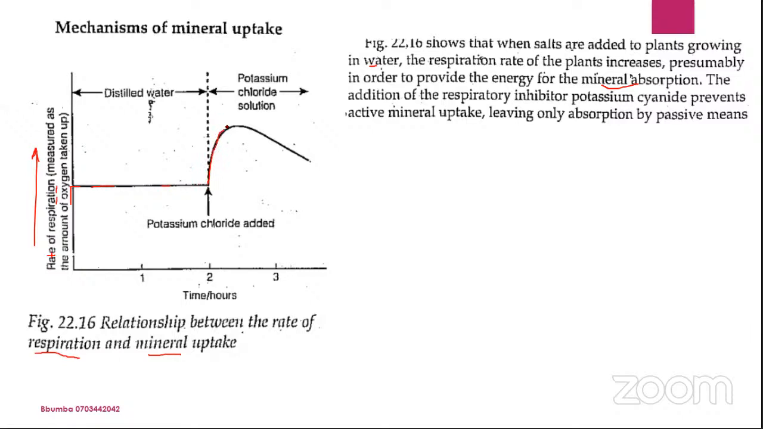It increases rapidly because you have to break down these sugars to release energy, which is going to be used in mineral salt absorption. Sometimes when you add a respiratory inhibitor, then active uptake of mineral salts may not occur, and the absorption is left to only passive means, that is facilitated diffusion or normal diffusion. I hope you guys have gotten that.